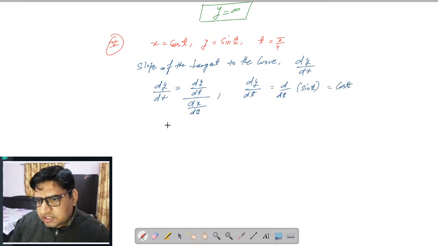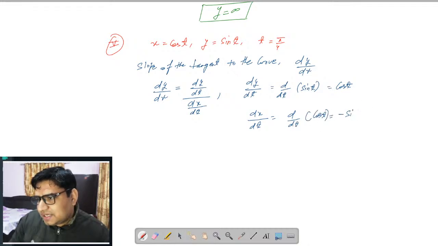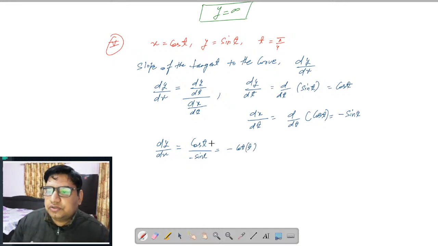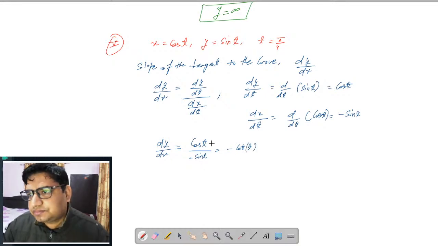Okay, and similarly if we find dx by dt, which is the derivative of cos t, that will be minus sin t. Okay, so guys, we'll simply find dy by dx here. dy by dx is cos t upon minus sin t, or you can simply write minus cot t. Okay, so that is our dy by dx.